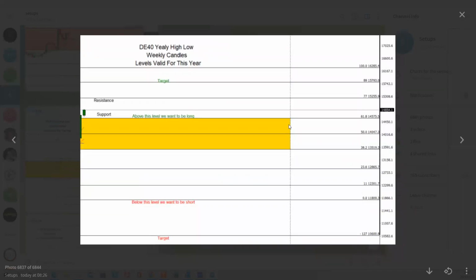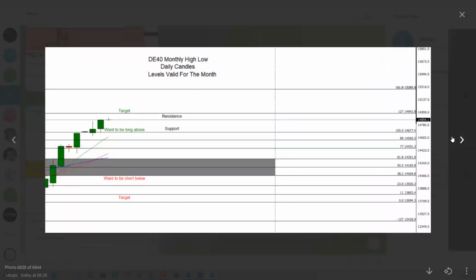On the DAX yearly high low, currently between levels of 61.8 and 77 as support resistance. If you look at the moving averages, 8 is above 21, above 50. That's indicating trend is up. So we're still looking for that 89 target level.